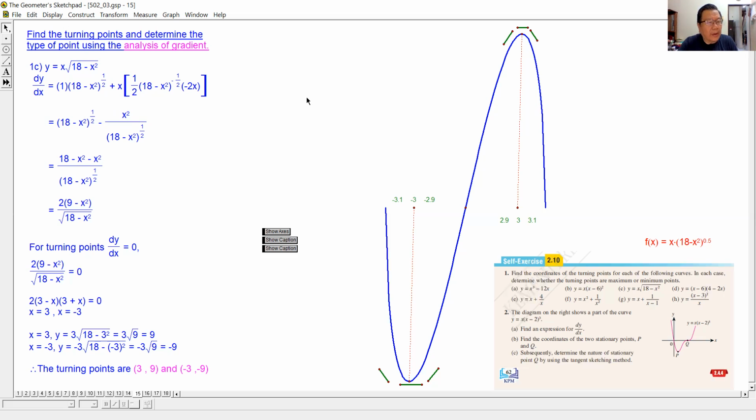Okay. Do you know what to do here, over here? Turning point, dy dx equals to 0. Do you know what to do? Yes, teacher. Ethan, know what to do?